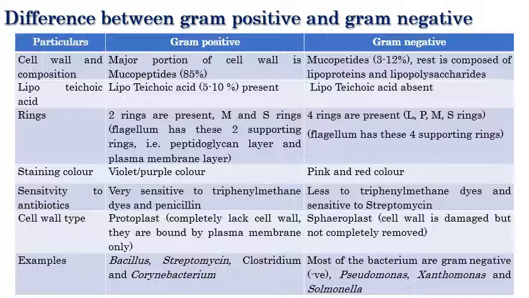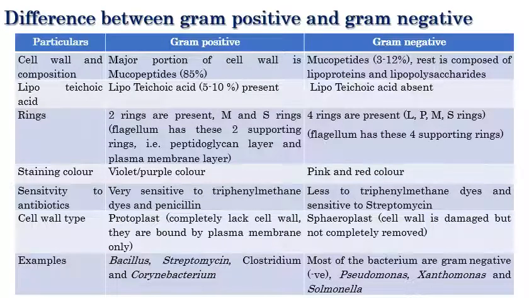So, very sensitive to see, both gram positive and gram negative bacteria are sensitive to penicillin, resistant to penicillin, but sensitive to tetracycline. Here the cell wall type in gram positive bacteria is protoplast, meaning completely digested cell wall or complete lack of cell wall, bounded by the plasma membrane. So a completely digested cell wall is called protoplast.